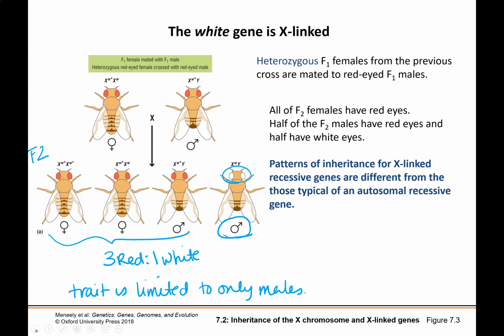Now, this is because Thomas Hunt Morgan reasoned that the eye color gene must be found on one of the sex chromosomes. Because females, as we'll see in just a minute, actually can have this trait, he hypothesized that it was an X-linked gene. Now, X-linked recessive genes specifically are going to behave a little bit differently than autosomal recessive genes. And we'll talk about that in just a second.